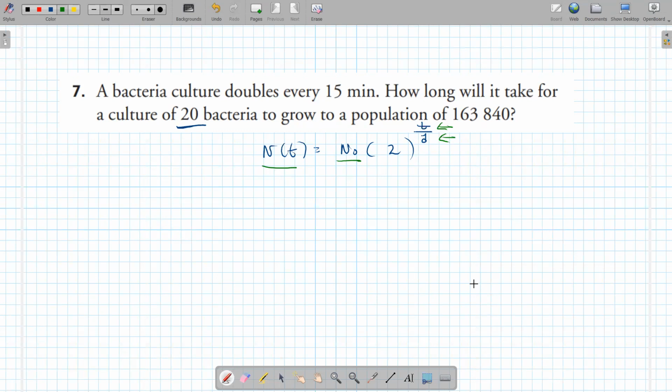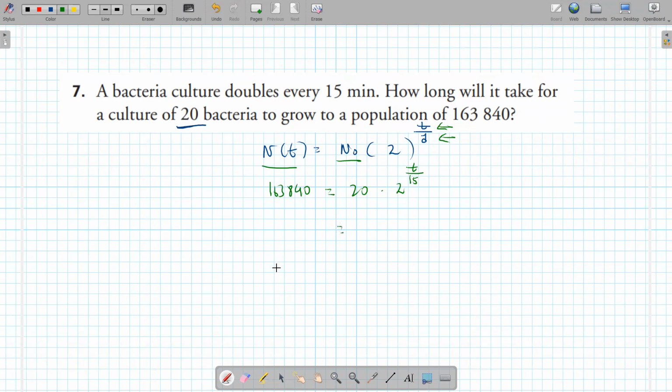N_T is the final population. N_0 is the initial population. T is the time that has passed. And D is the time it takes for it to double. So 20 is N_0. 163,840 is your N_T, equal to 20 times 2 to the power of T over 15. I think that's the question, how long it's going to take. And the time it takes to double is 15.